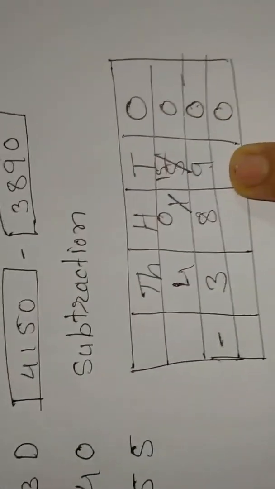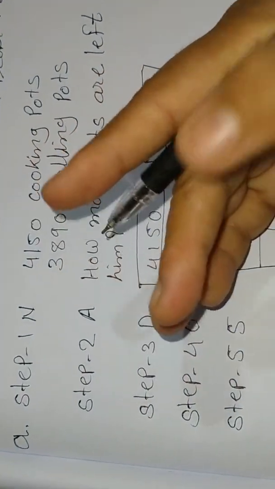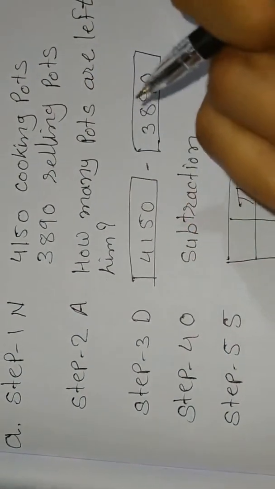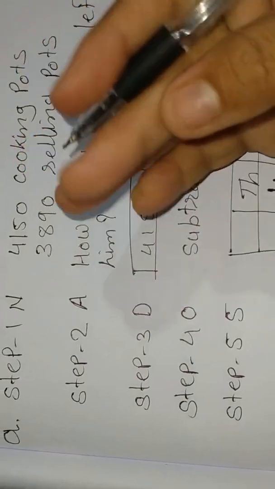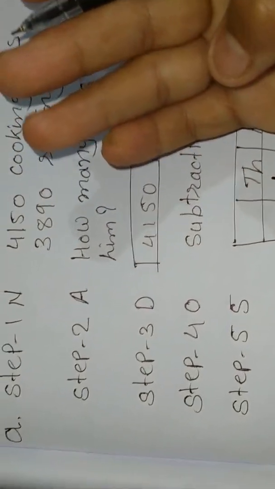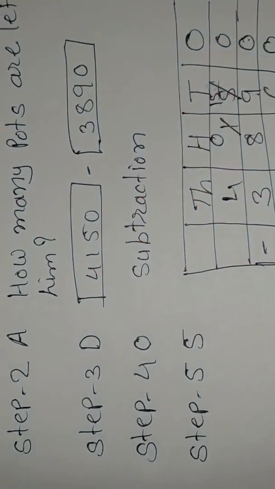15 minus 9: keep 15 on your fingers, count down 9. The remaining number is 6. So we have to write here 6.